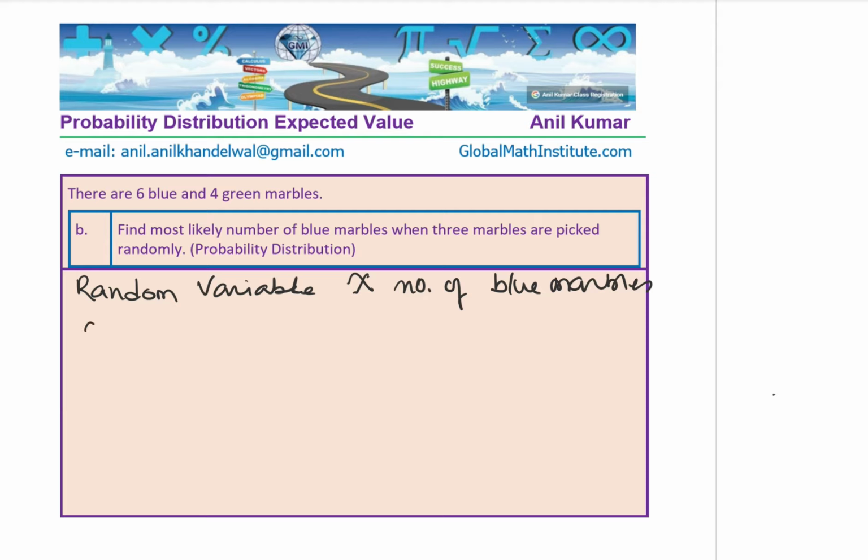So what could be the value of x? Well, we may not get any. We get 1, 2, or 3. So these are the 4 things which can happen when you pick 3 marbles, right? When 3 marbles are picked randomly, you may get, you may not get, right? And if you get, they could be 1, 2, or 3. So that is what we need to figure out.